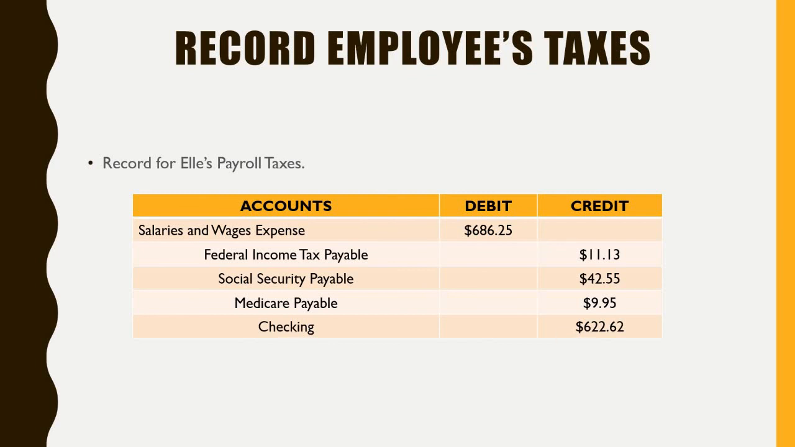The salaries and wages expense, once again, is going to be based on how much Elle has earned, right? What was her gross wages, right? Her gross wages minus all of the deductions of the federal income tax plus the FICA, right? If you take that away from the paycheck, how much is going to be left? In this case, she's going to walk away with $622.62. Okay? And that is how you do payroll. Right? Any questions here?